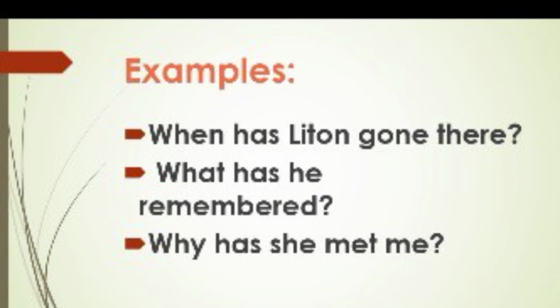Then, what has he remembered? So at first W's question, then has, then subject he, finally verb 3, and at the end a question mark has been put. Last one, why has she met me? So W's question, why, then has, then subject she, then verb 3 met, then object me, and finally you have to put a question mark. In this way you have to make W's questions.